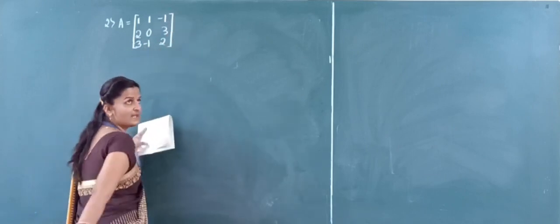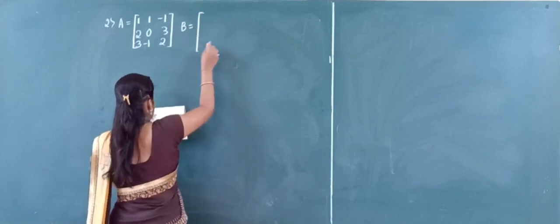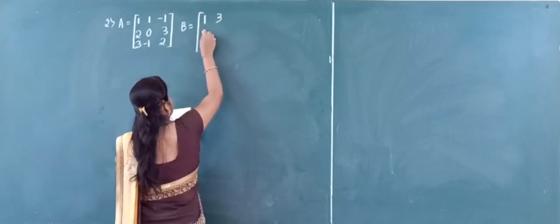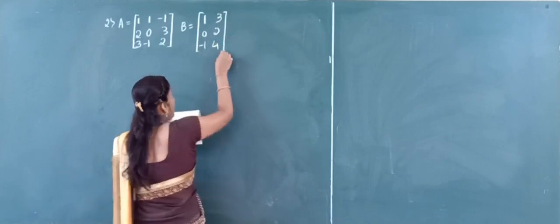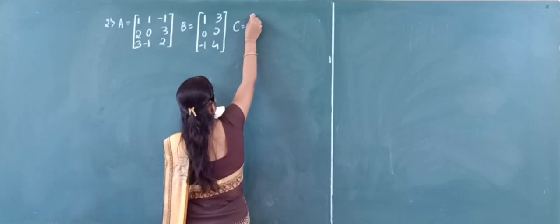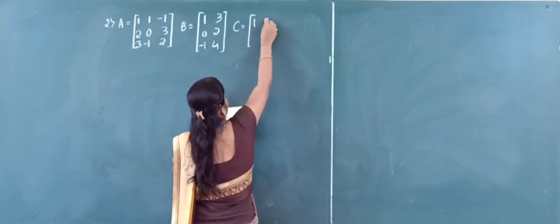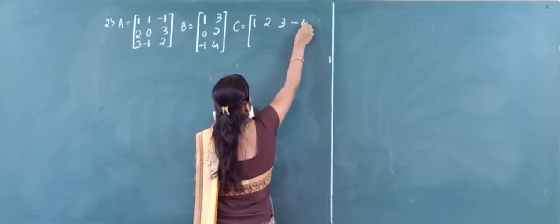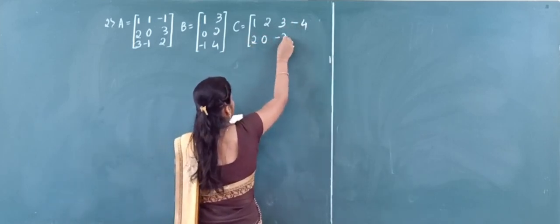A is a 3 by 3 matrix, and B is 1, 3, 0, 2, minus 1, 4, that is a 3 by 2 matrix, 3 rows, 2 columns, and C is a 2 by 4 matrix, that is 1, 2, 3, minus 4, 2, 0, minus 2, 1.